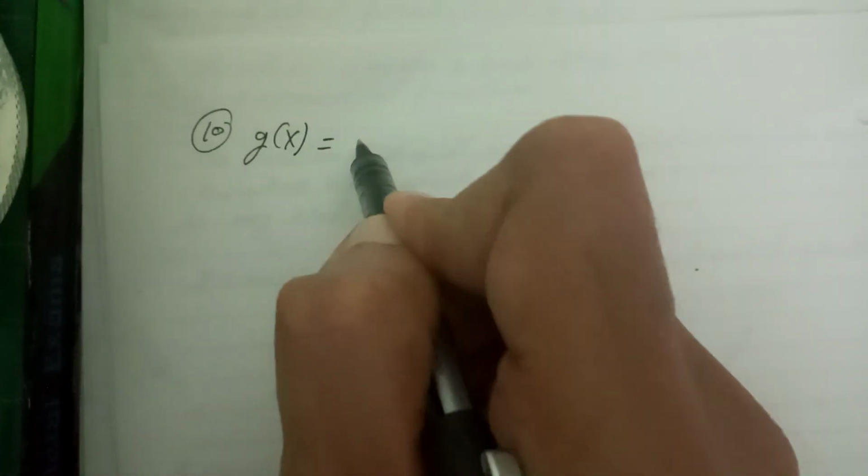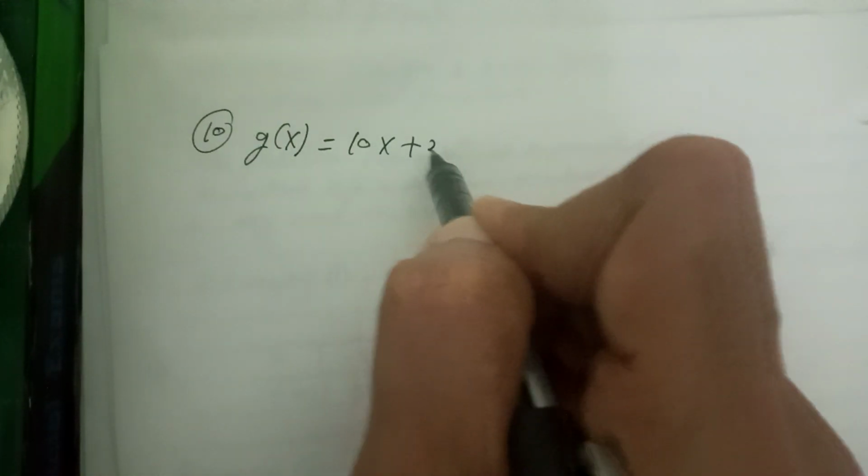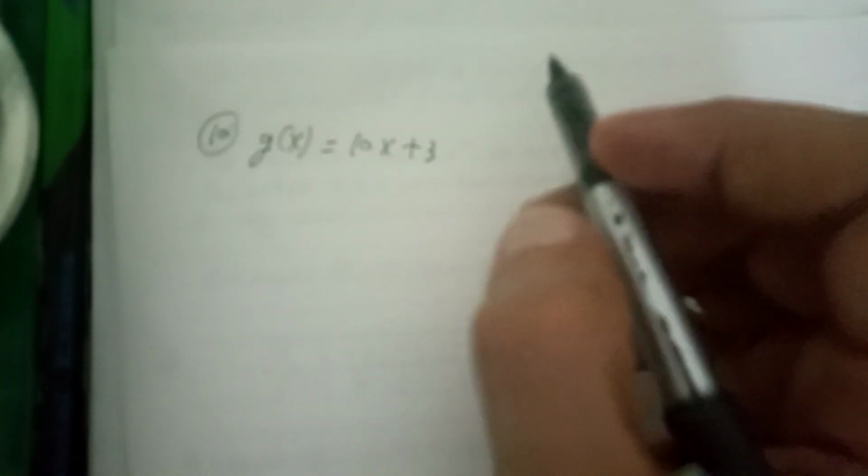The first part is from 10 to 15. Identify each function as a linear function, or exponential function, or quadratic function. I think the first one, which is number 10, g(x) is equal to 10x plus 3. What kind of function is this? Is it exponential? No, it is a linear function.